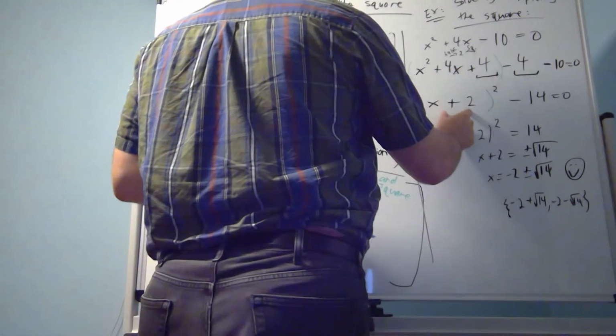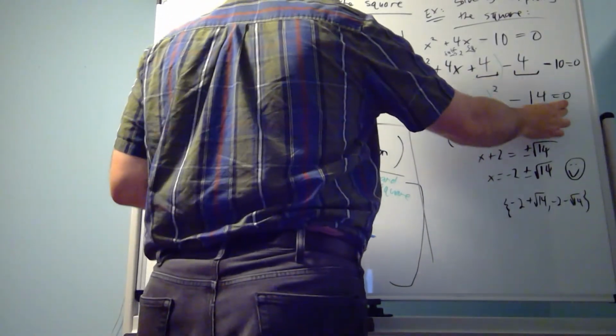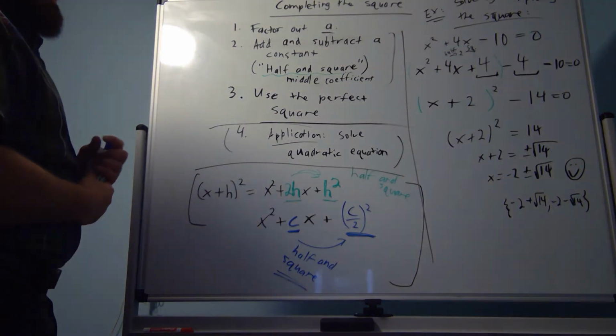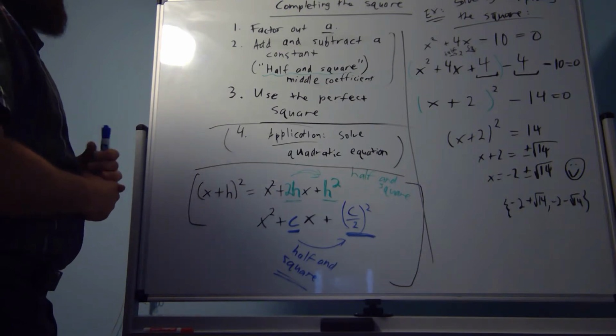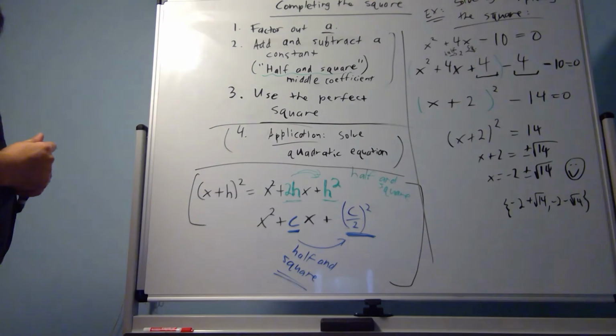And so what do we get? We get x plus 2 squared is the good stuff. And then we've got a leftover constant of negative 14, and then that's easy to solve. Relatively easy. It's a lot easier than what we started with. And that's kind of it.